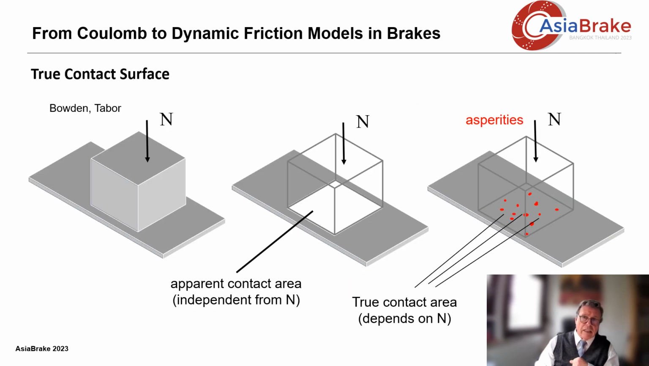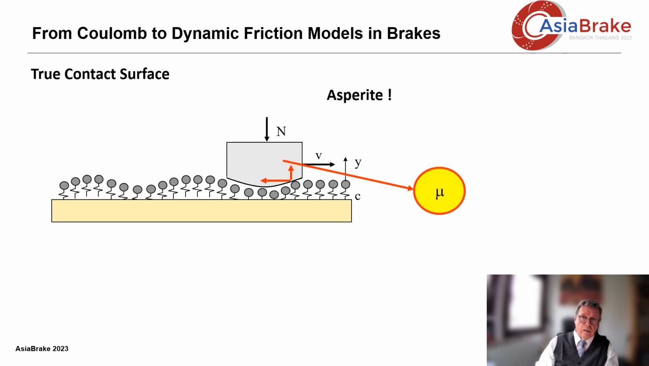But which contact area is meant by the Coulomb laws? Coulomb means the apparent contact area, which is of course independent of the normal force. This does not apply to the true contact area, which is formed by the asperities of the bodies. This true contact area depends, of course, on the normal force. The body in our model is thus described as an asperity. This asperity brings a specific energy into the ground. This defines a new value.